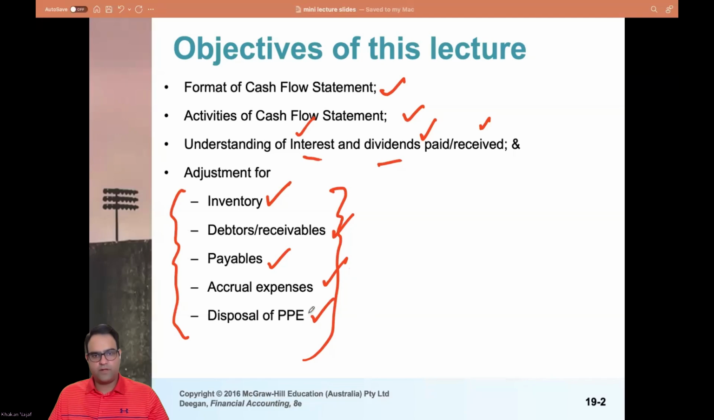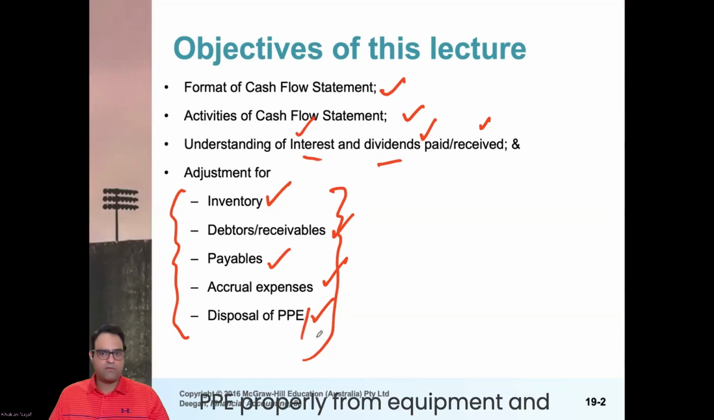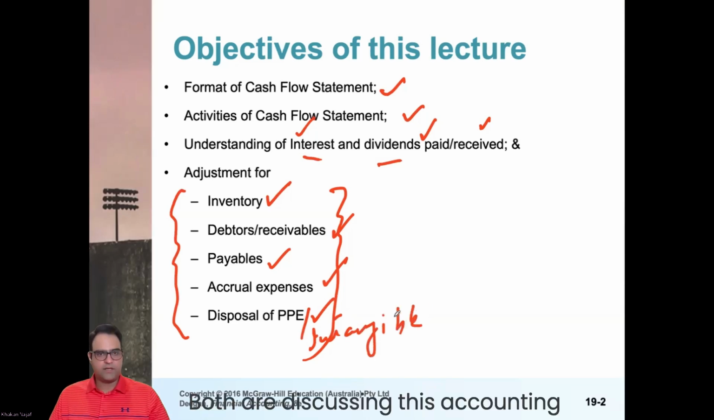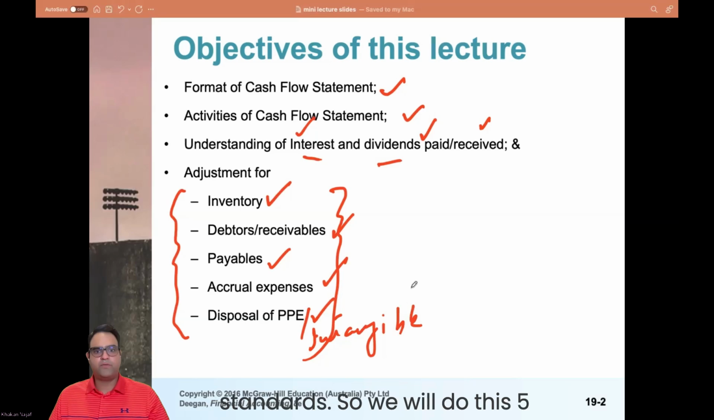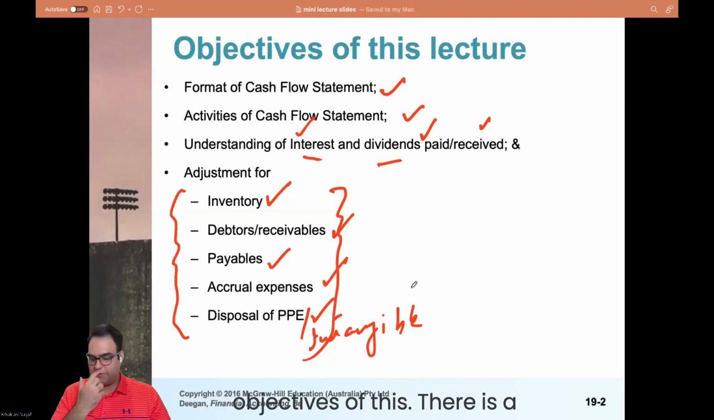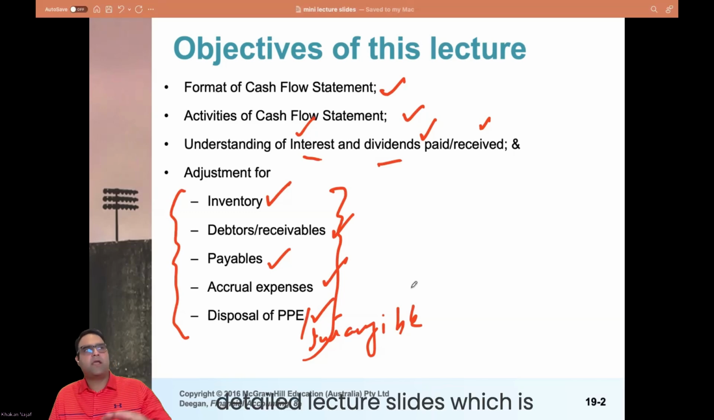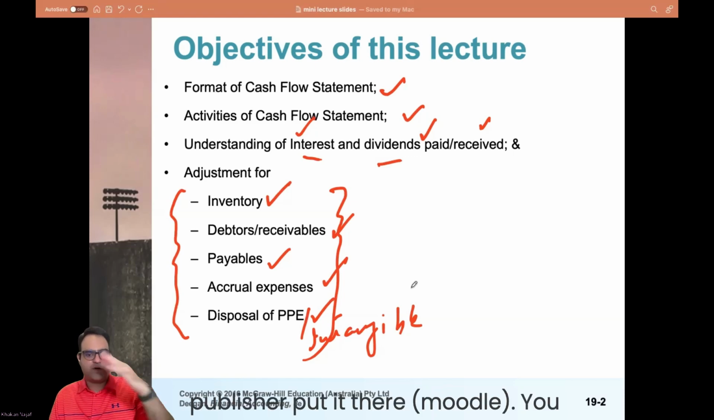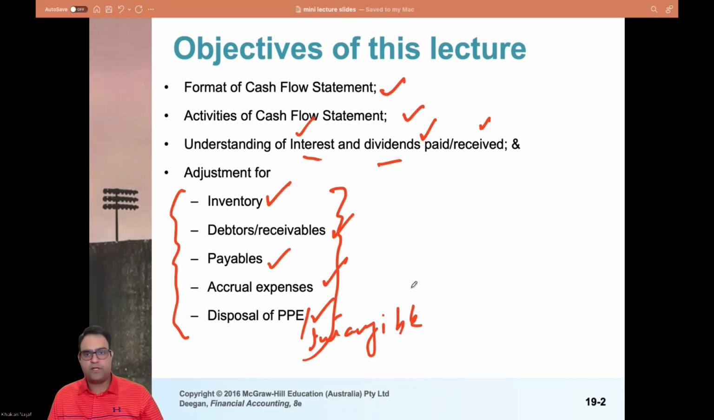Disposal of PPE, property, plant, and equipment, and intangibles are both discussed in this accounting standard. So we will do these five adjustments and record the cash transactions in the cash flow statement. These are the main objectives. There are detailed lecture slides, which I copied from the publisher and put there. You can read those slides.